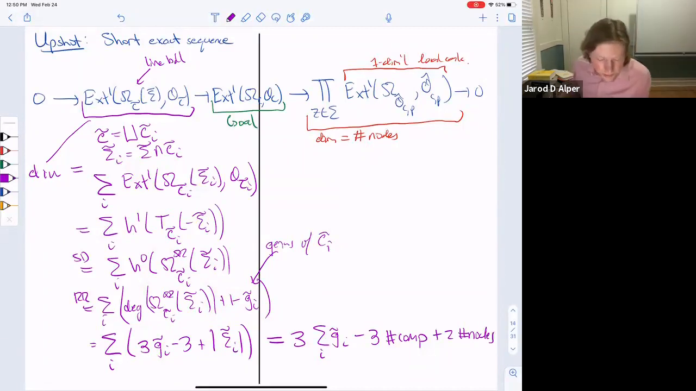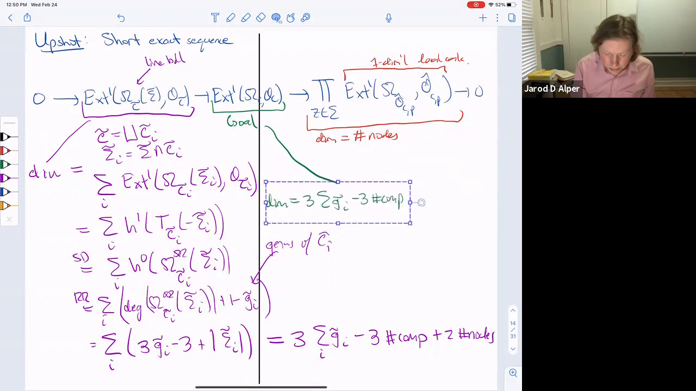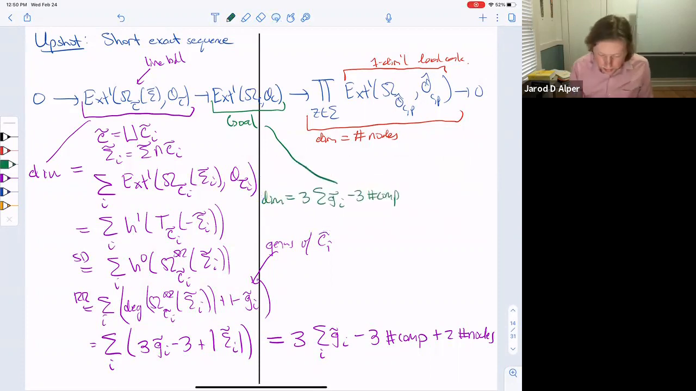Okay, so I got the left-hand side and the right-hand side, and to wrap it up in green, I get that the dimension of this is equal to 3 times this sum minus 3 times the number of components, plus, on one hand I have 2 nodes coming from the left-hand side, and then another number of nodes on the right-hand side. So I get plus 3 times the number of nodes.